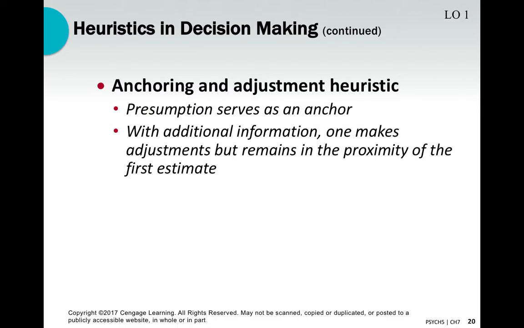We also have the anchoring and adjustment heuristic. It's where our initial assumptions serve as an anchor for future decisions. And whenever we get new information, we can modify our adjustments, but typically we're really close to that first estimate. And again, this is getting into first impressions and why first impressions matter so much.